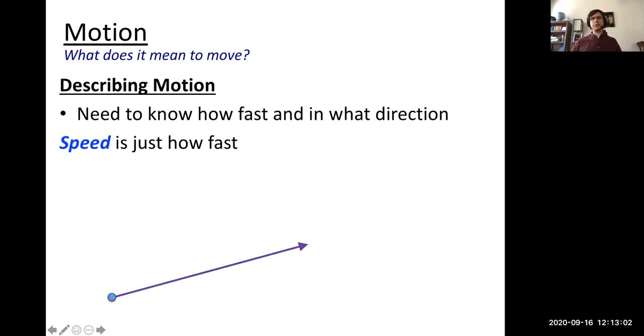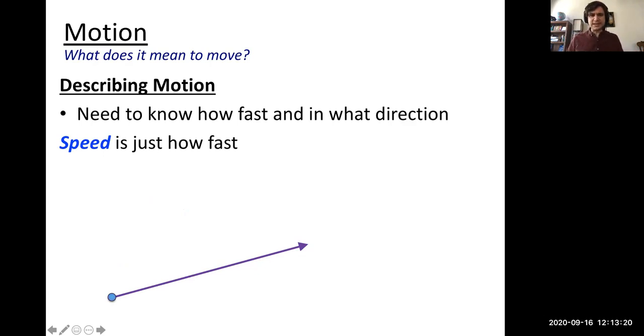All right, so let's start with just motion itself. Whenever we're going to describe the motion of something, say the travel of this ball as it goes back and forth here, if we want to describe the motion, then what we need to know are a couple of things. We need to know how fast it's moving and what direction.